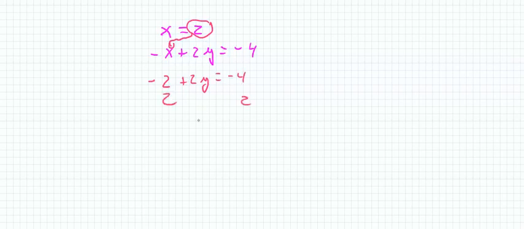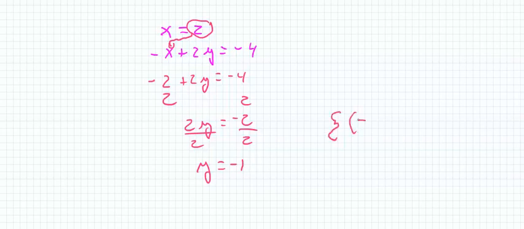Add 2, 2y equals -2. Divide by 2, divide by 2. Y is equal to -1. Ordered pair 2, -1. And check.